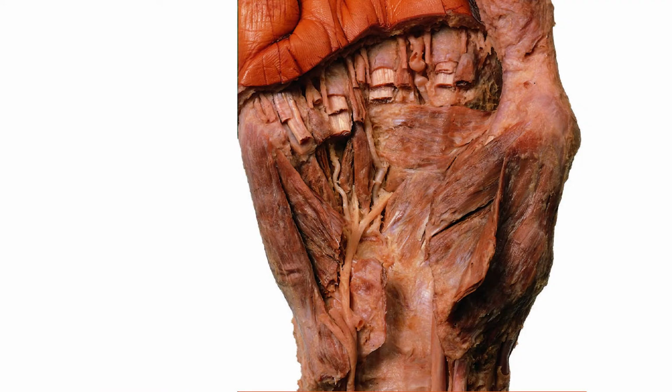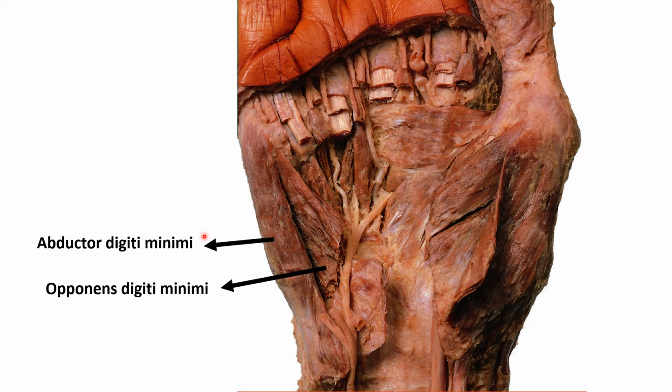Now we are moving to the hypothenar area. In this particular area you can identify the hypothenar, and this is the thenar area. In the hypothenar area we can identify abductor digiti minimi, flexor digiti minimi and opponens digiti minimi. Flexor and abductor digiti minimi are present superficially. Underneath these two muscles you can identify opponens digiti minimi, which is present more deeply.